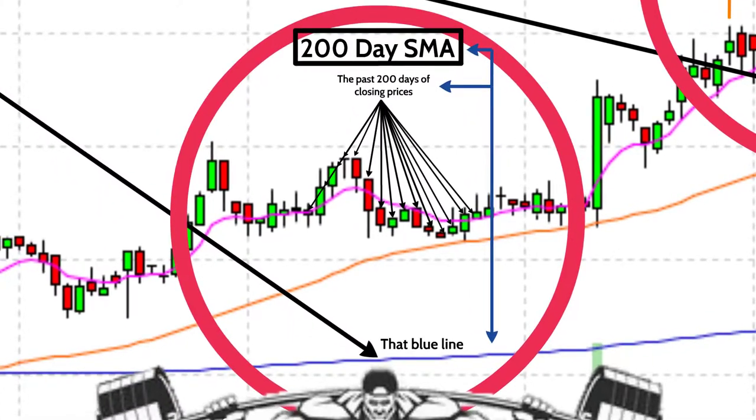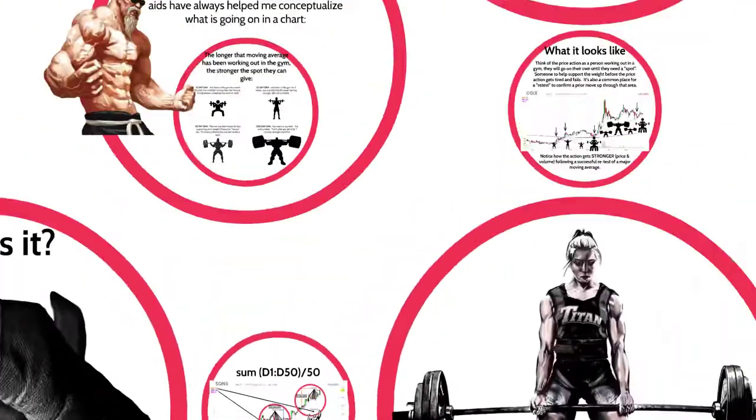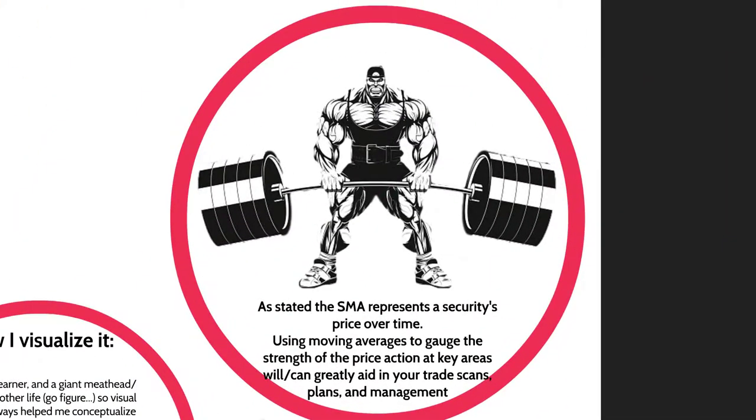And we've got the 200 right here, being supported by this beast down here. The 200-day, same thing. Past 200 days of closing prices added up, divided by 200. There's your 200-day simple moving average. So the SMA represents a security's price over time, and using moving averages to gauge the strength of the price action at key areas will and can greatly aid in your trade scans, plans, and management.